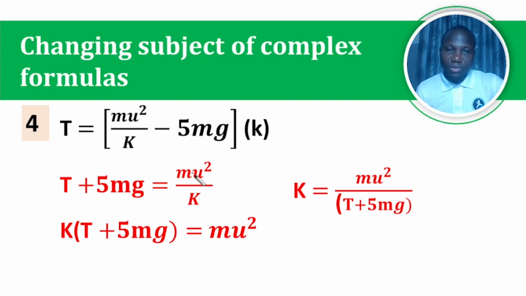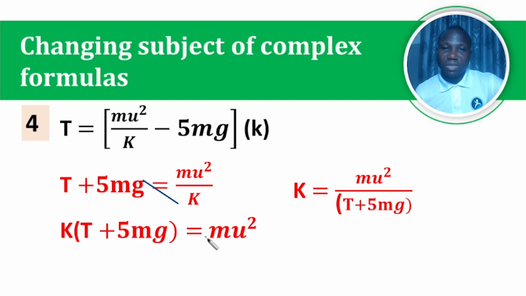We're almost there. Now look at my subject. Now k is involved in a fraction. When your subject is involved in a fraction, what do you do again? You cross multiply. Very good. So we cross k to this side, we can put this over 1. If we cross k to this side, we will have k into bracket. The k will multiply all of this expression. So we have k open bracket t plus 5mg is equal to mu squared.